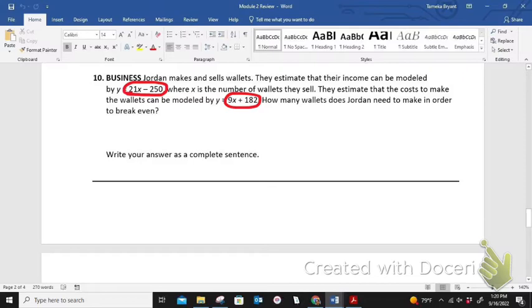We want to know, when will he break even? And that means, in order for it to break even, that means that they're equal. So I want you to take these two red bubbles, set them equal to each other, and solve it for x. So take 21x minus 250 equal to 9x plus 182. And solve that for x.